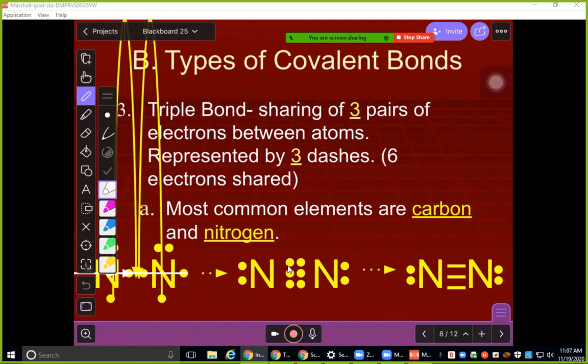And then you can also have a triple bond, which is so much fun. The one to remember for this one is going to be nitrogen. Always has that triple bond. Okay. All right.